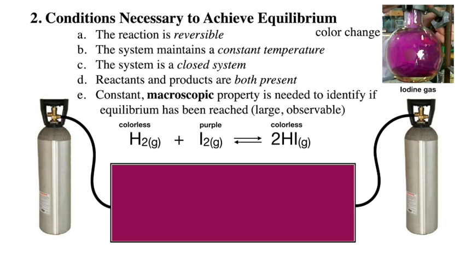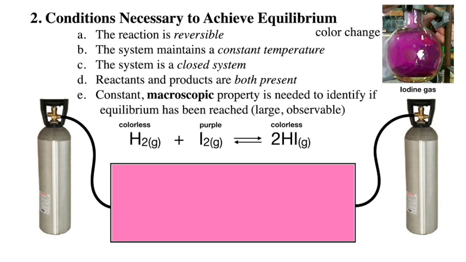But as the concentration begins to decrease, because reactants are forming products and the concentration of iodine's dropping, it would get less and less purple, right? I'd have purple turning into colorless, so it would become light pink. So I could see that happen, and I could reasonably detect the color change because of that macroscopic property.